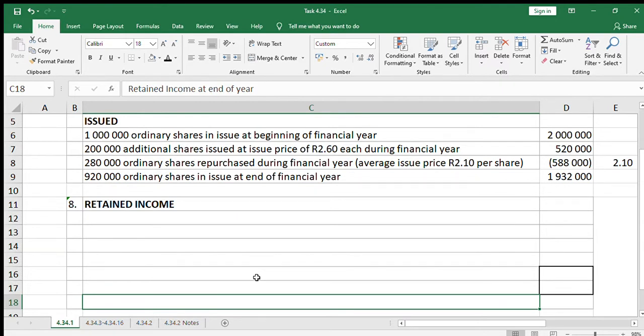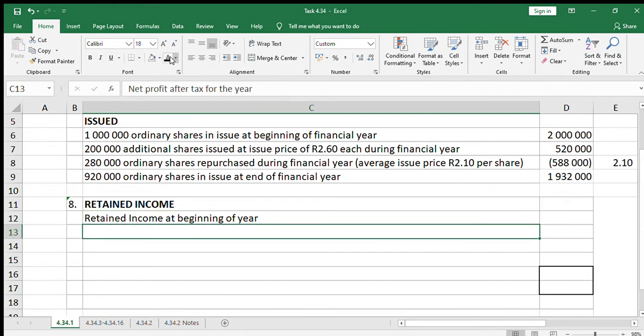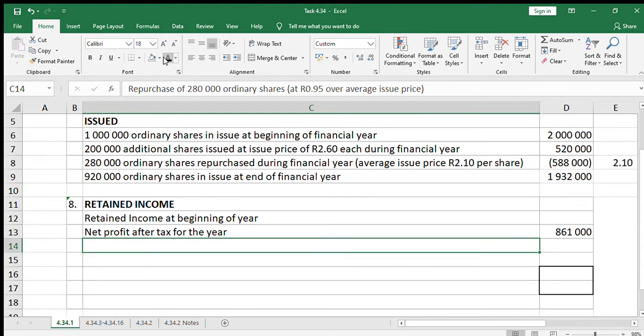The next one we have to do is retained income. Again, some of this information was given to us in the question. So retained income at the beginning of the year. The net profit after tax was given to you as well, 861,000. Okay, the next line would be the repurchase. So the repurchase was 280,000 shares.